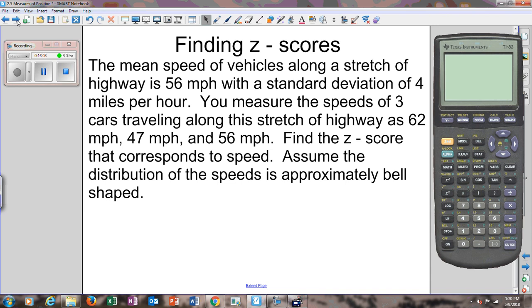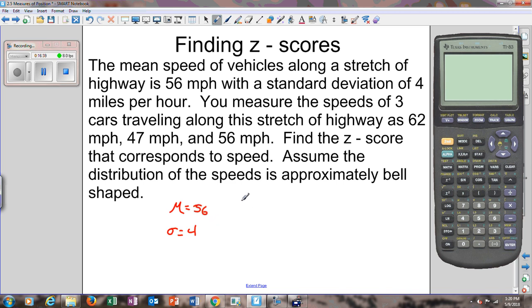All right, let's find a Z-score here. The mean speed of vehicles along a stretch of highway is 56 miles per hour. That is your mu. Standard deviation is 4 miles per hour. That's your sigma. You measure the speeds of 3 cars traveling along this stretch of highway as 62, 47, and 56. Find the Z-score that corresponds to the speed.